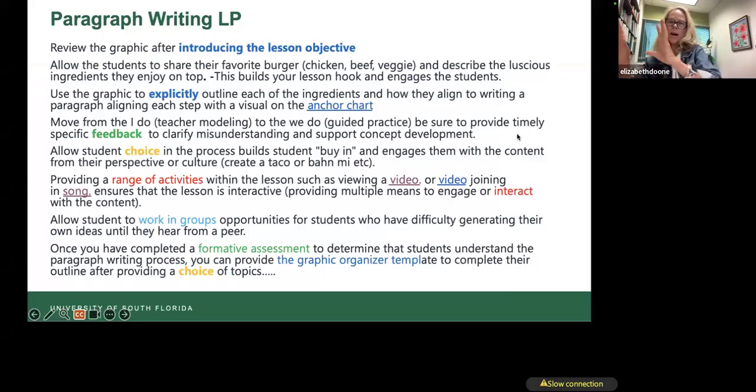We'll go through the graphic organizer. We'll go through the video, or they can take the video home for those that need more time or need more interaction or don't get it. I can provide the song because sometimes that will stick in the head about how to write a paragraph. And then doing all these different things, I'm going to allow them to work in groups. All those different activities make it interactive. And then I'm going to do a formative assessment to make sure students get the gist of the paragraph before moving on.